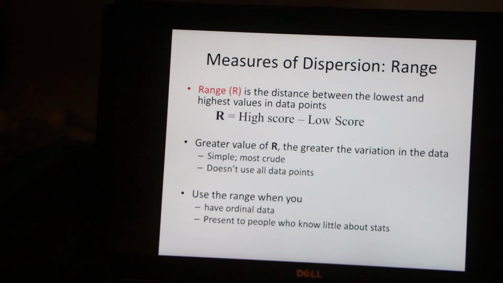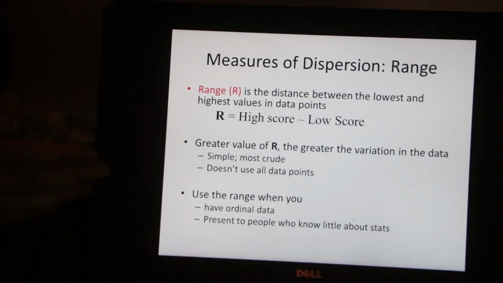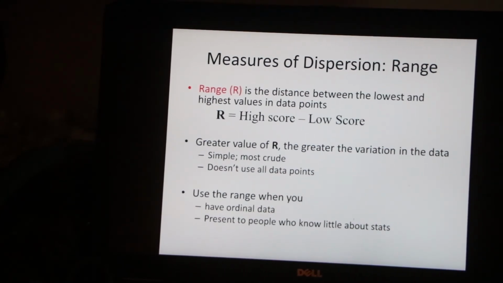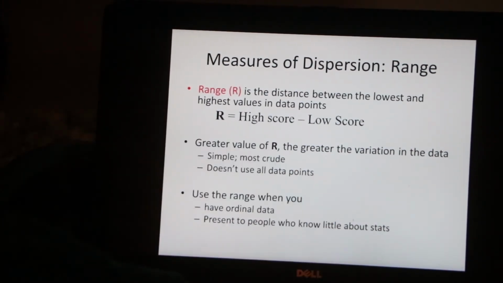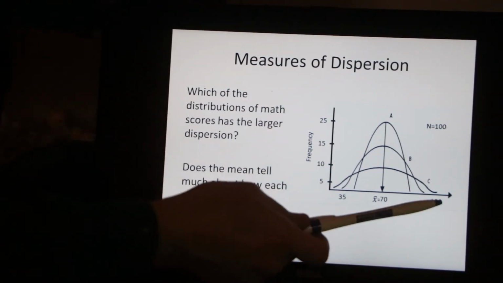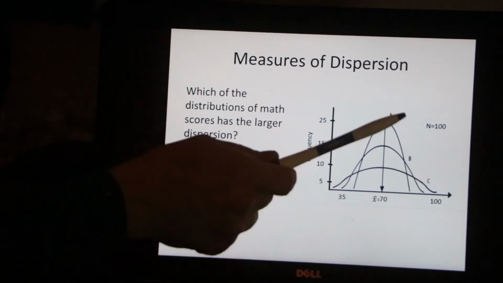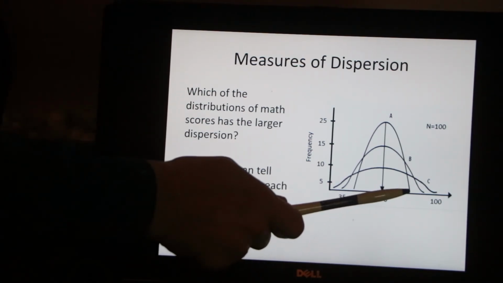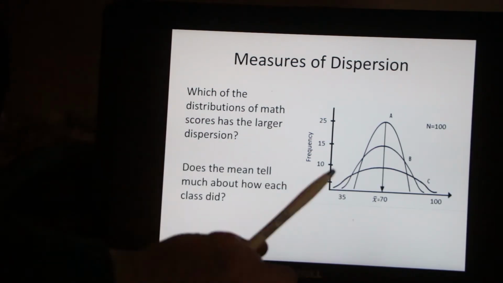Typically you figure it by taking the highest score that people got and subtracting the lowest score from it, and you get one value, which is the range. The higher that number is, of course, the greater the variation it implies in the data. So if you go back here, the range for this C data set would be 100 minus 35. That's going to be a much bigger number than if you took these values and subtracted this one from this one.